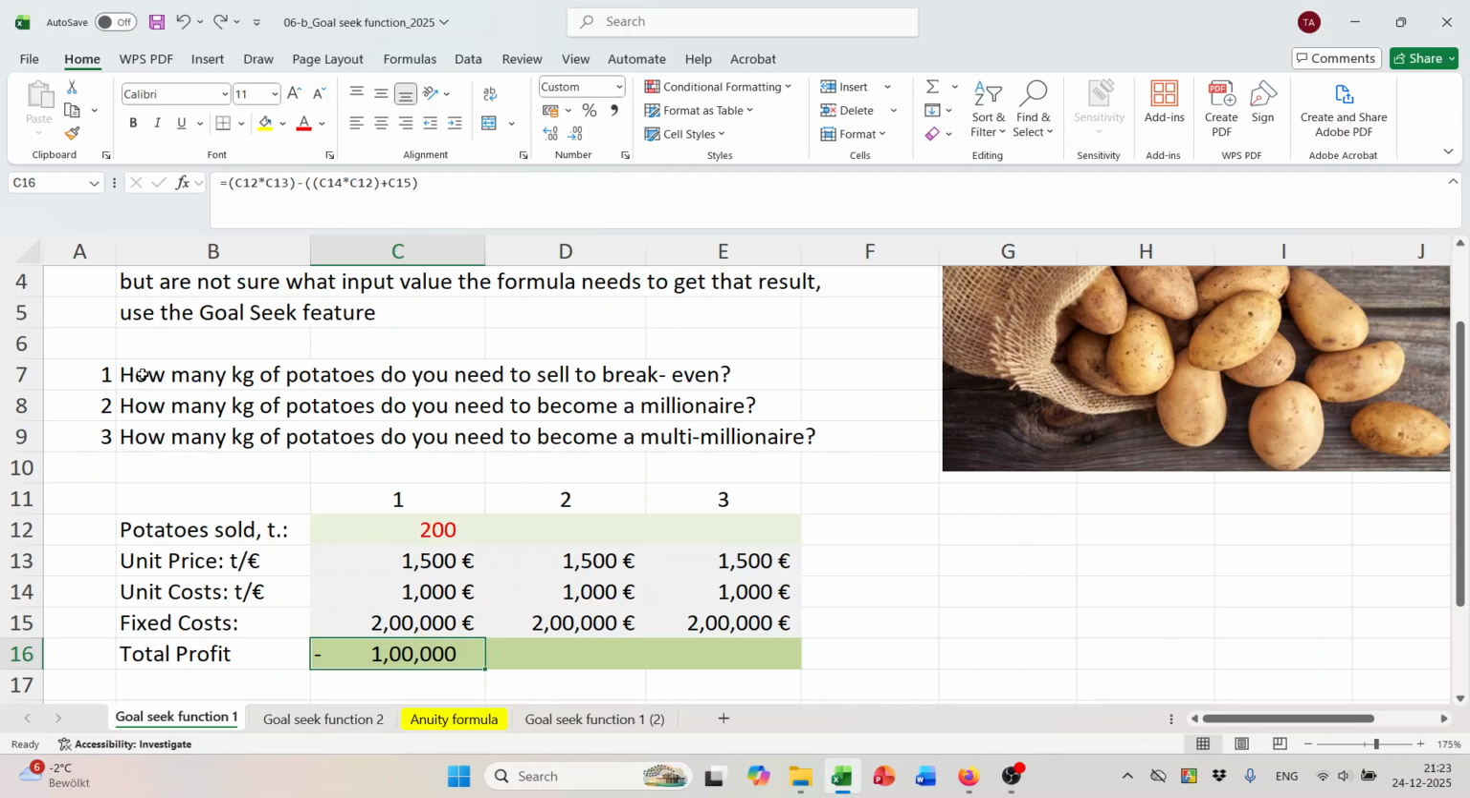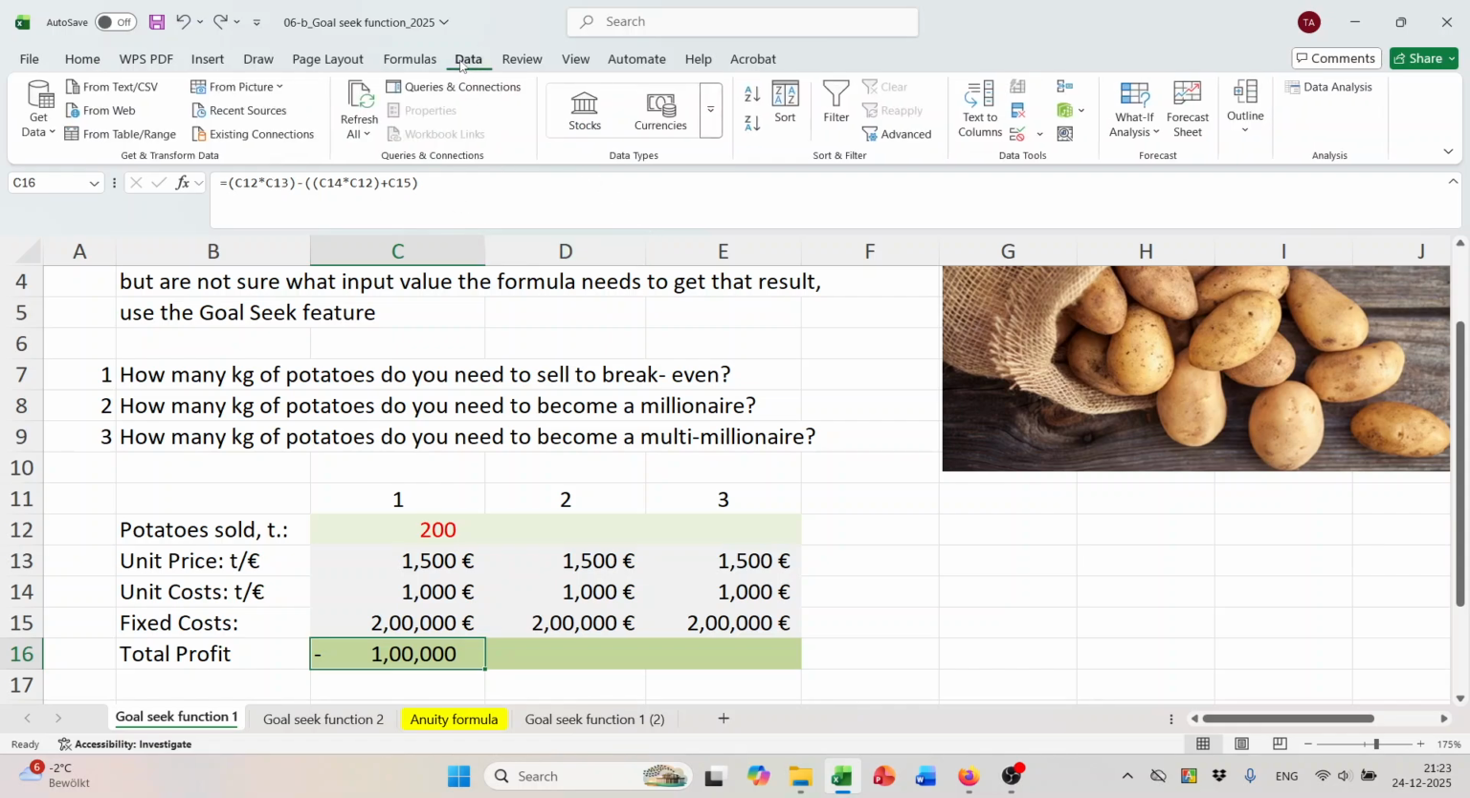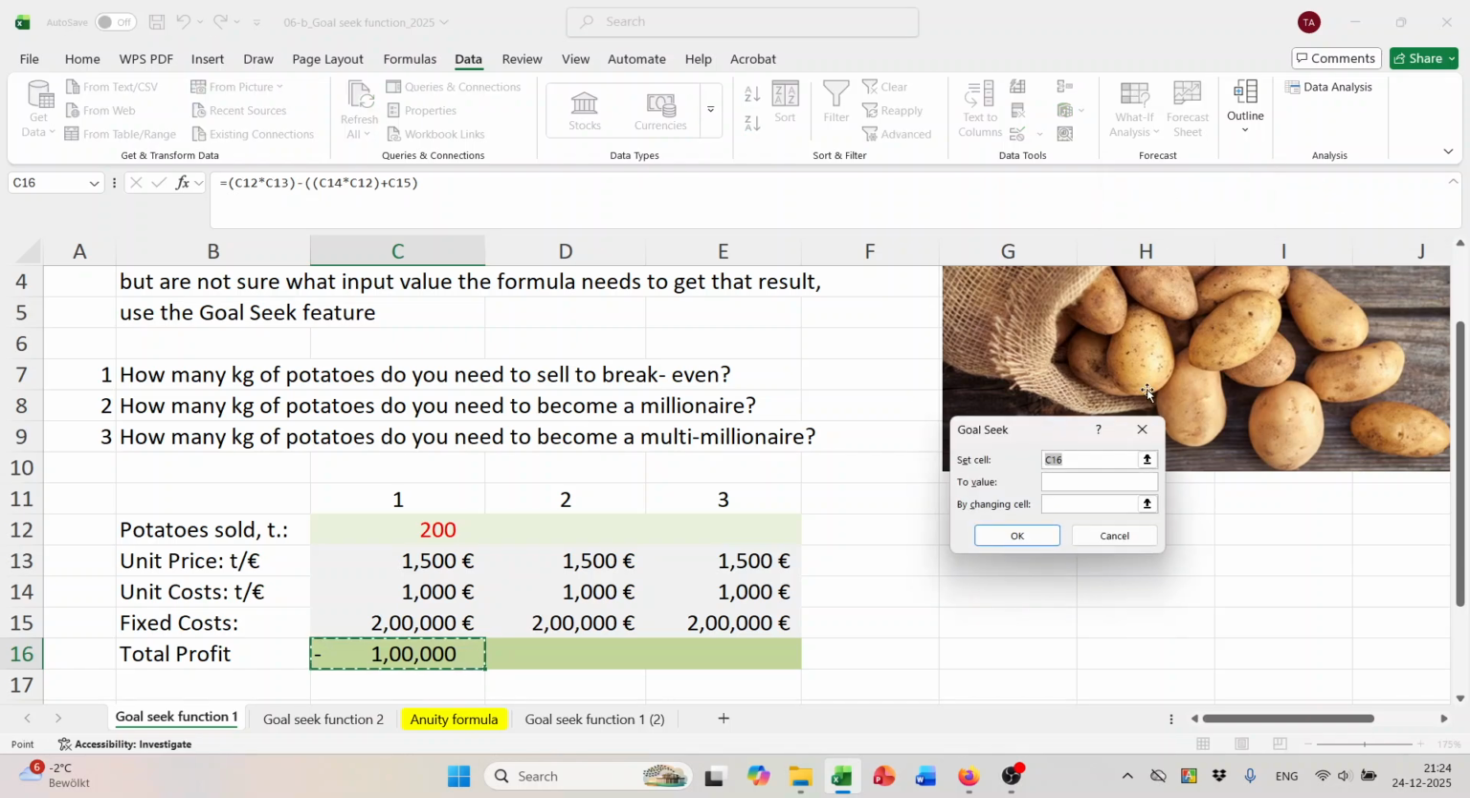So the first task is how many kg of potatoes do we need to sell to break even. Break even means the total profit will be 0. So how many potatoes do we need to sell? We have to change this cell to reach the total profit of 0. So let's find the goal seek. We'll find it in the Data tab, under What-If Analysis. So here I can find Goal Seek.